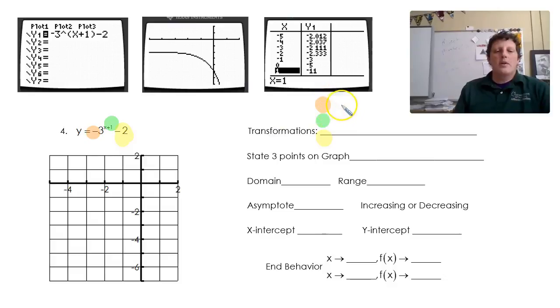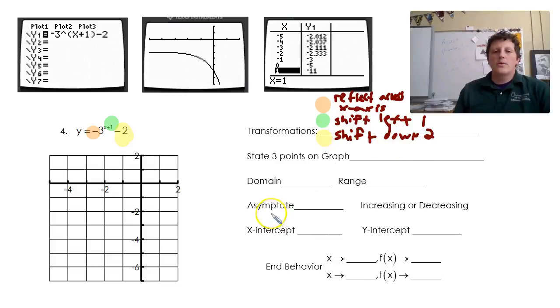The negative at the very beginning is going to reflect across the x-axis. The +1 in the exponent is going to be a shift to the left 1. And the -2 at the end is going to be a shift down 2. So I've got to represent all of those characteristics.